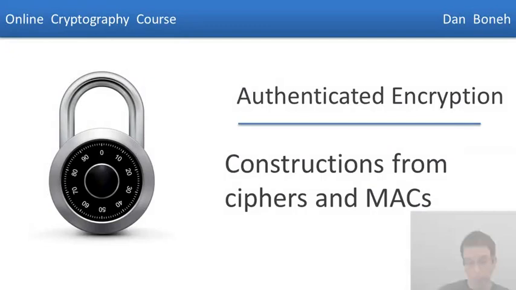Okay, so in the next segment we're going to turn to constructing authenticated encryption systems. In this segment we're going to construct authenticated encryption systems. Since we already have CPA secure encryption and we have secure MACs, the natural question is whether we can combine the two somehow in order to get authenticated encryption. And that's exactly what we're going to do in this segment.